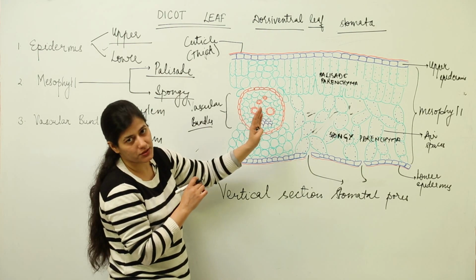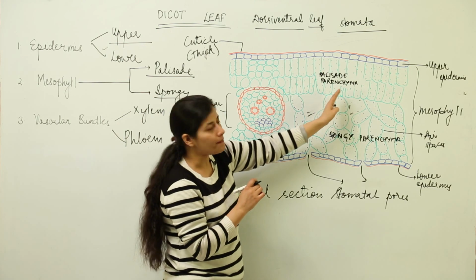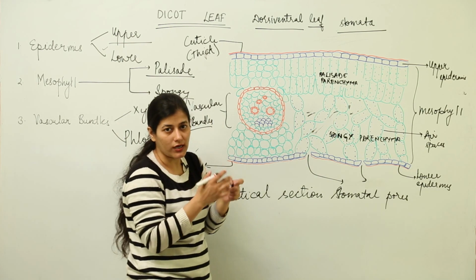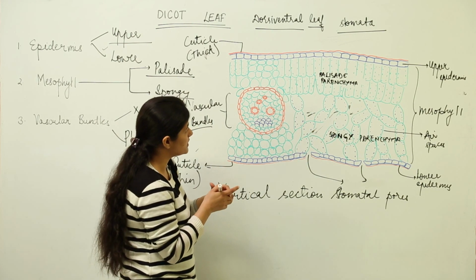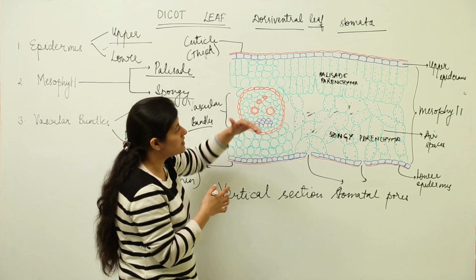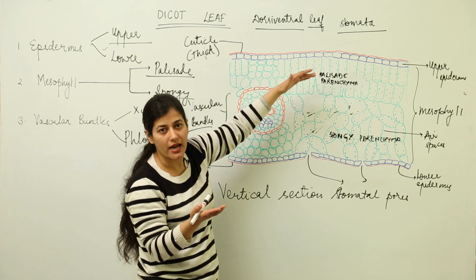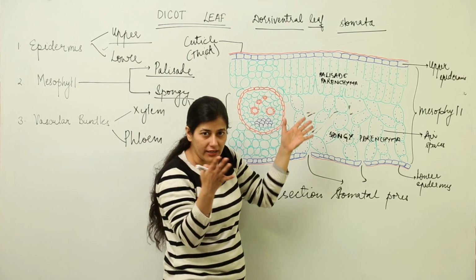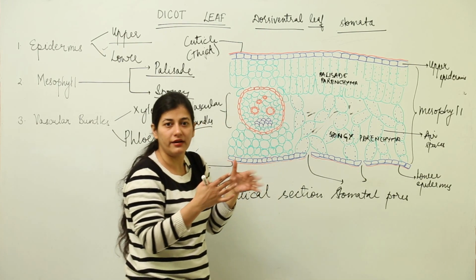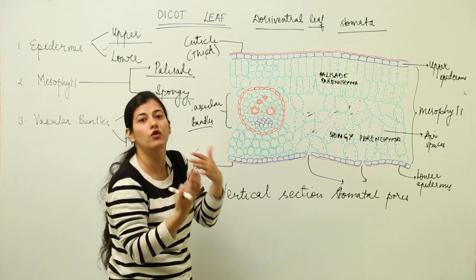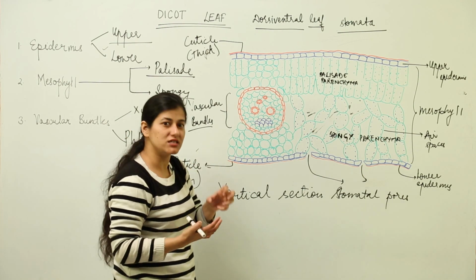Now you might ask why palisade parenchyma is so cluttered, or why the cells are so tightly packed. The reason is that the upper surface of the leaf is subjected to sunlight, and these cells have arranged themselves in a crowded manner in order to carry out photosynthesis so that they can take maximum sunlight.